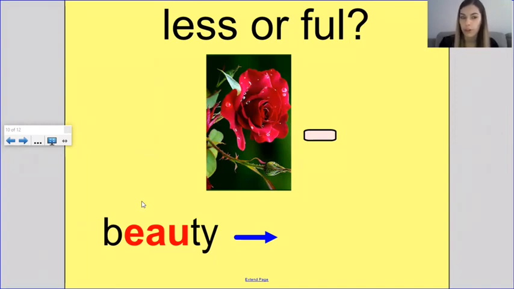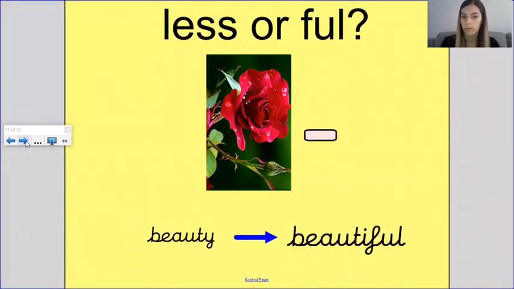Okay, for those of you that are ready, let's take a look. Of course, beauty will go to beautiful. And have a look, we've taken away that Y and we've replaced it with an I, haven't we? Lots of you should know how to spell beautiful already because that's one of our spellings, isn't it? So well done if you gave that one a go.